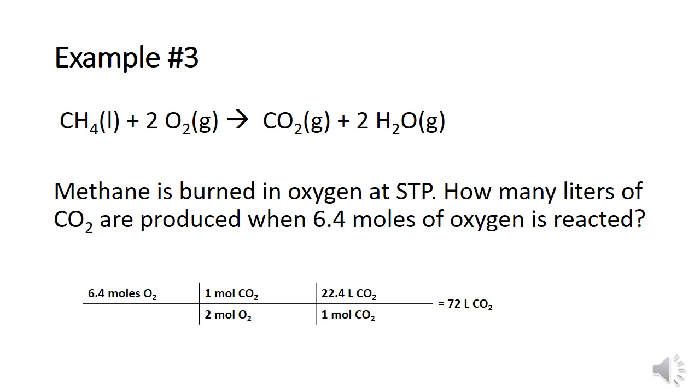So now we just need to do our math. So we have 6.4 times 22.4 divided by 2. And I got 71.68 in my calculator, and looking at our value that's given, we have 2 sig figs, so we could round this up to 72 on this one. So we get 72 liters of carbon dioxide when 6.4 moles of oxygen is reacted with our excess methane.